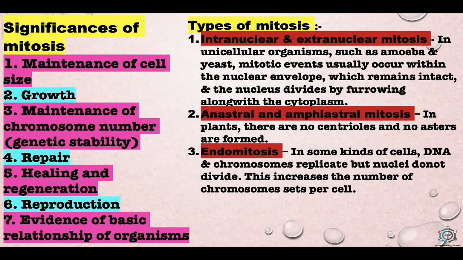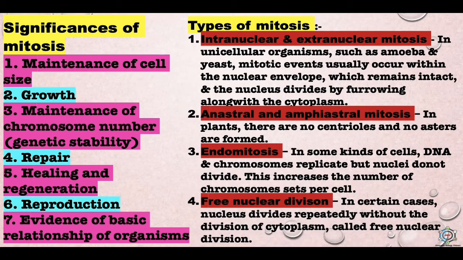Next is endomitosis. In some kinds of cells, DNA and chromosomes replicate, but nuclei do not divide. This increases the number of chromosome sets per cell, called endoduplication or endopolyploidy or endomitosis.